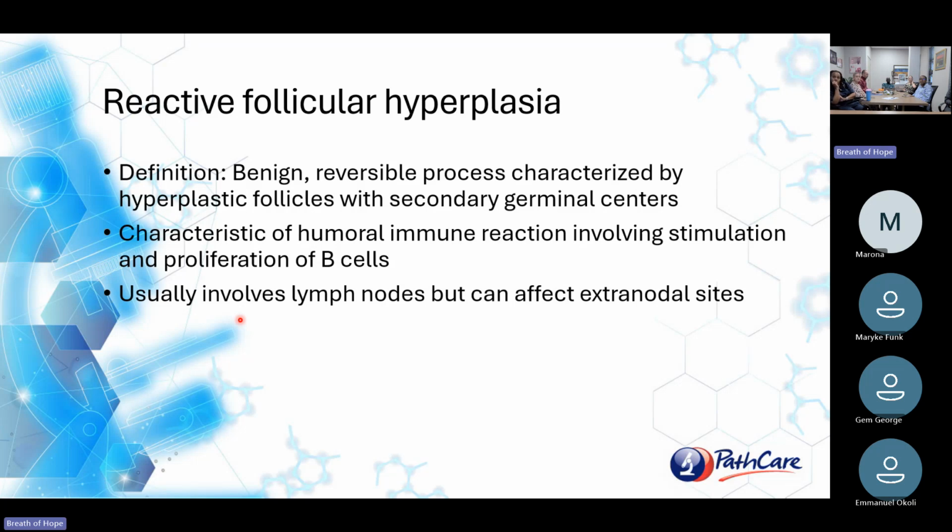Starting with reactive follicular hyperplasia. This is where you have large hyperplastic follicles with very prominent dark and light zones. And it's characteristic of stimulated proliferation of the B cells. It usually involves lymph nodes, although extranodal lymphatic tissue can sometimes also have reactive follicular hyperplastic features.